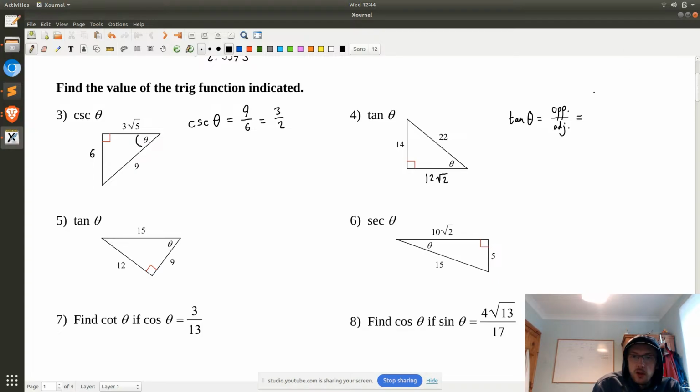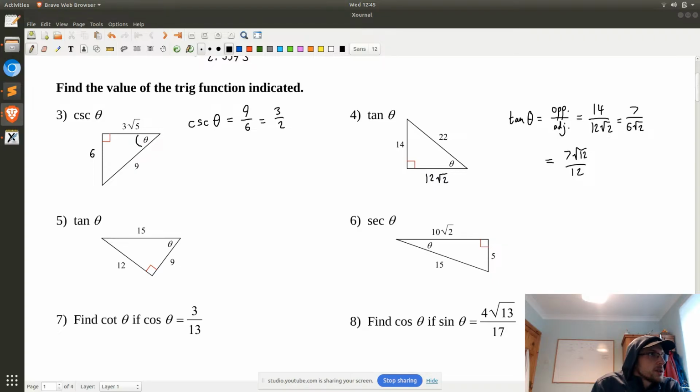So it would be 14 over 12 root 2, which is 7 over 6 root 2, but you must simplify. Multiply the top and the bottom by root 2, and so we get 7 root 2 over 12. And check. And that's good.